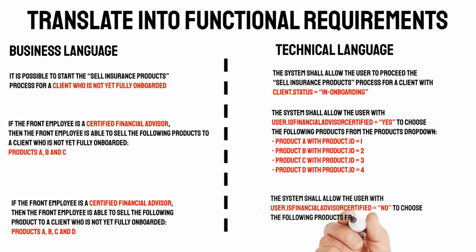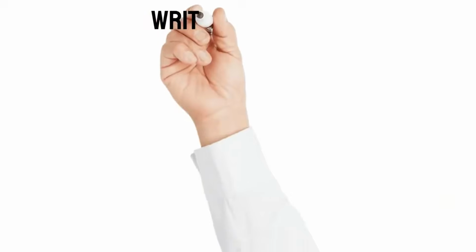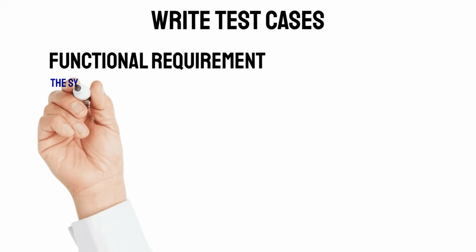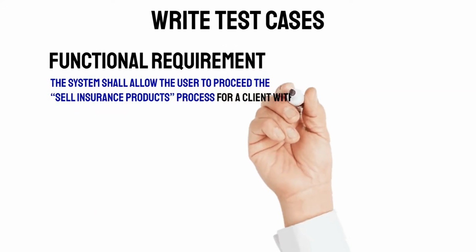So after translating, we are already here at writing test cases. Every requirement needs to be tested and therefore we need a test case. Let's again have one functional requirement that's here at the top. The system shall allow the user to proceed if the client status is in onboarding. And a possible test case could look as follows.